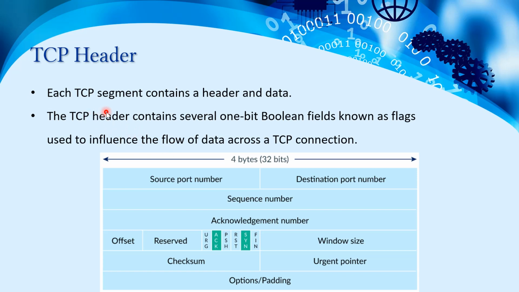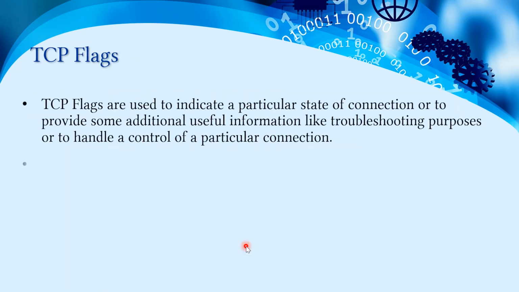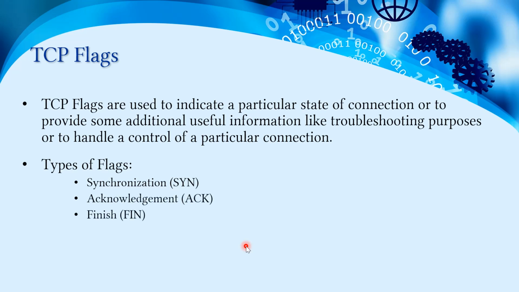Each TCP segment contains a header and data. The TCP header contains several one-bit Boolean fields, also known as flags, which are used to influence the flow of data across the TCP connection. Here you can see all the TCP flags, which are used in any packet sent from one device to another. These flags indicate a particular state of the connection, or provide additional useful information for troubleshooting purposes, or handle control of a particular connection. There are a few types of flags.